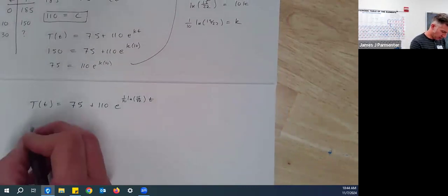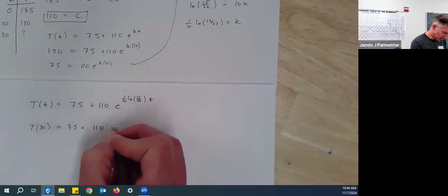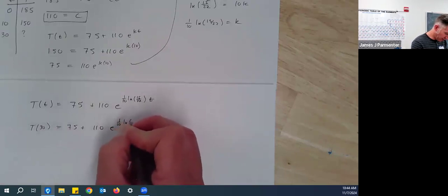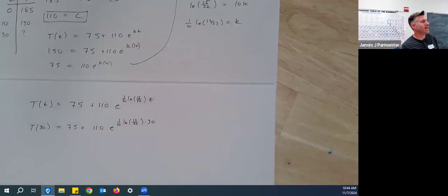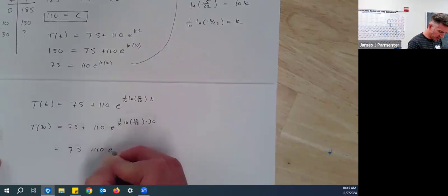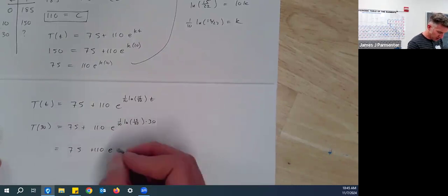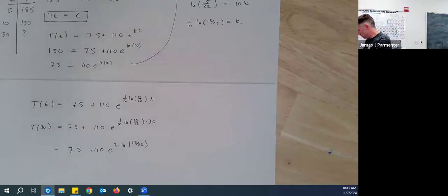So I'm going to just plug in 30 and get T of 30 equal to 75 plus 110 e to the 1/10 natural log of 15 over 22 times 30. We could do one slight simplification here to make this a little bit less terrible to plug into a calculator. We could write this as 75 plus 110 e to the 1/10 times 30, which is just 3. So you can write this as 3 times the natural log of 15 over 22. But then to get anything else, you really have to plug it into a calculator. Did I bring a calculator? Maybe. Yes, I did. Let's see what we've got here.